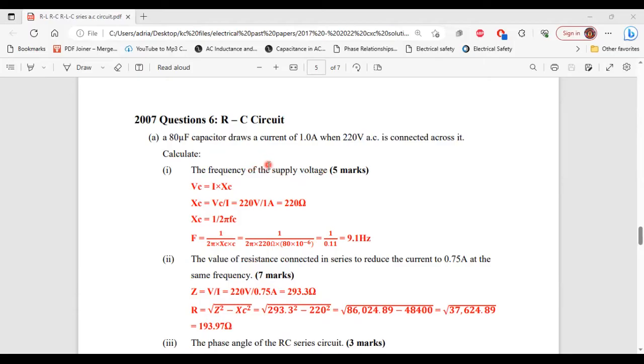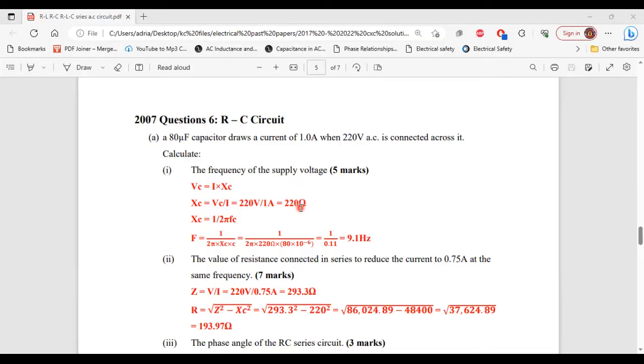So the first thing that we'll have to do is to calculate XC. We were given the voltage across the capacitor. We were given the current as well. So from this formula here, VC is equal to I times XC, we can get the formula for XC. So XC is equal to VC divided by I. That is 220 volts divided by 1 amp, and that will give us 220 ohms.